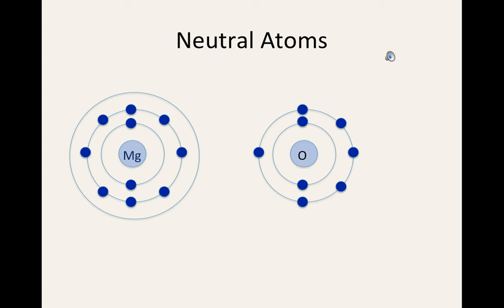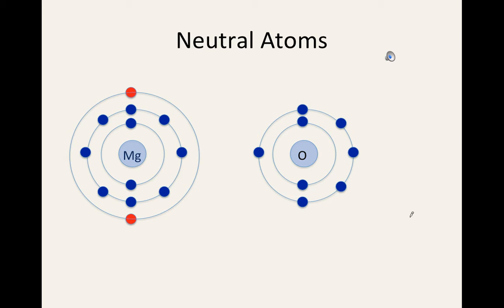If we look at magnesium, we know it's at spot 12. And that means it should have 2 electrons in the first shell, 8 in the second, and it should have 2 in the third. And there they are. Oxygen's fine because we know it has 8 electrons, 2 in the first shell, and 6 in the outer shell. Both of these are unhappy. And why are they unhappy?